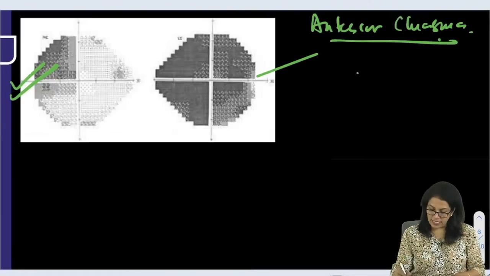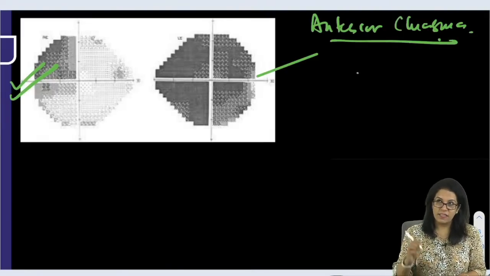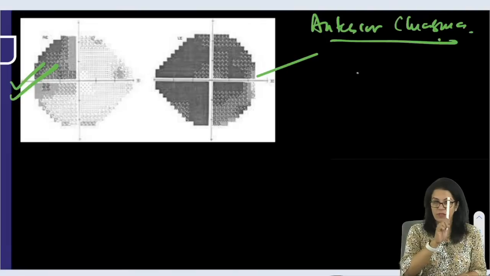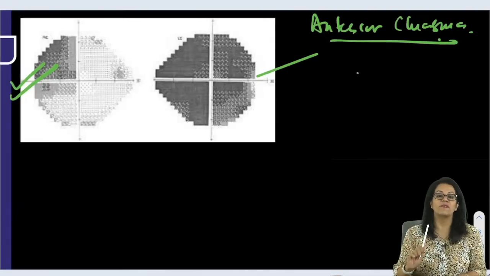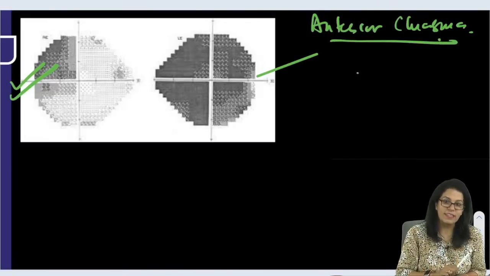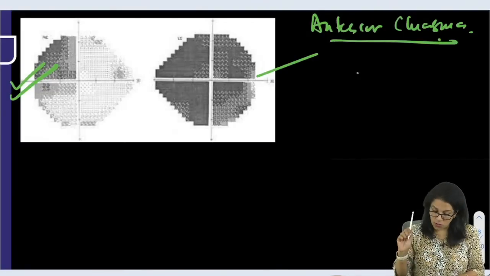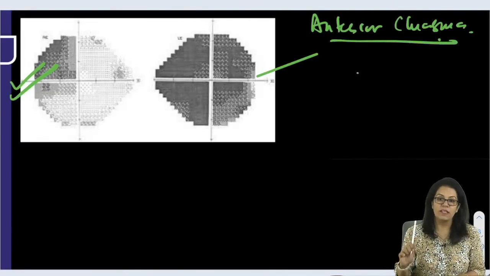I am saying at the junction of the optic nerve and chiasma, where some fibers of the nerve are involved and some fibers of the chiasma. For some fibers of chiasma, what do we mean? We mean Wilbrand's knee. If you want to know more details, listen to the earlier session. So this is your anterior chiasmal lesion.